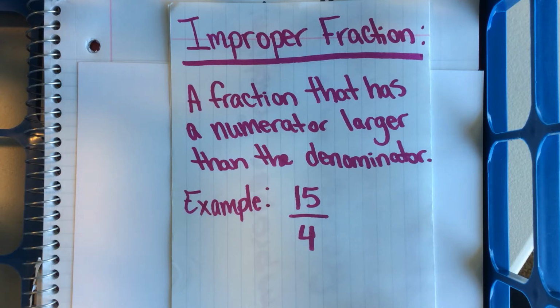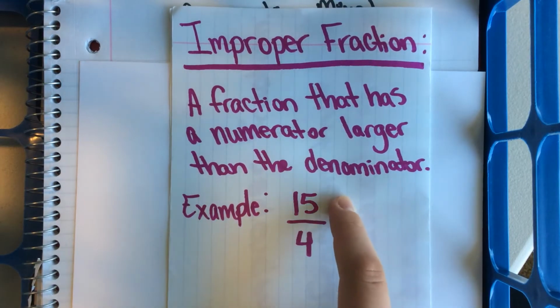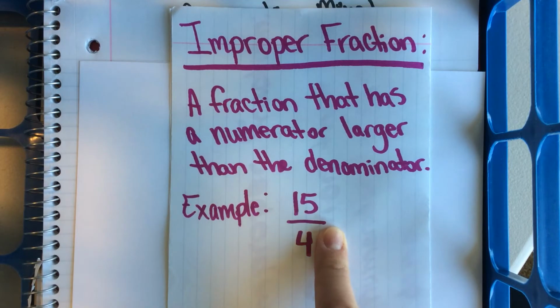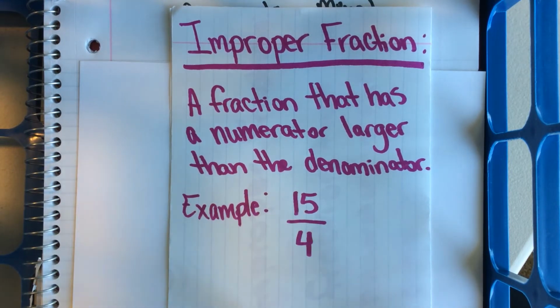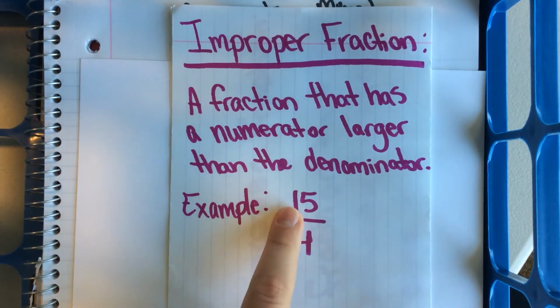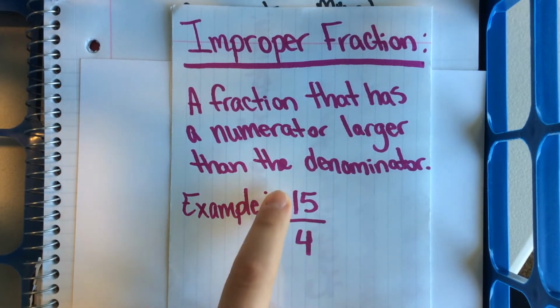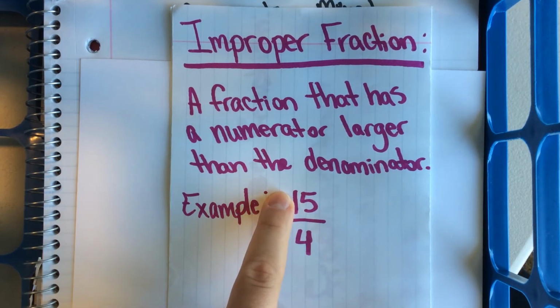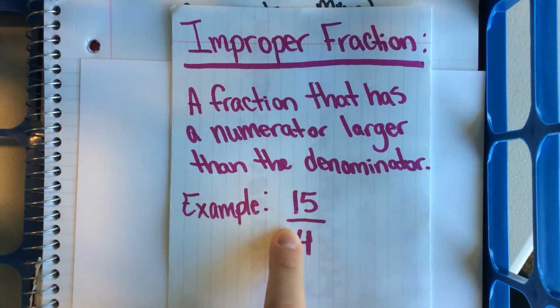And remember that a numerator is the number on the top of a fraction and the denominator is the number on the bottom. So you can see in my example here, I have 15/4. So again, this is improper because the numerator is larger than the denominator.